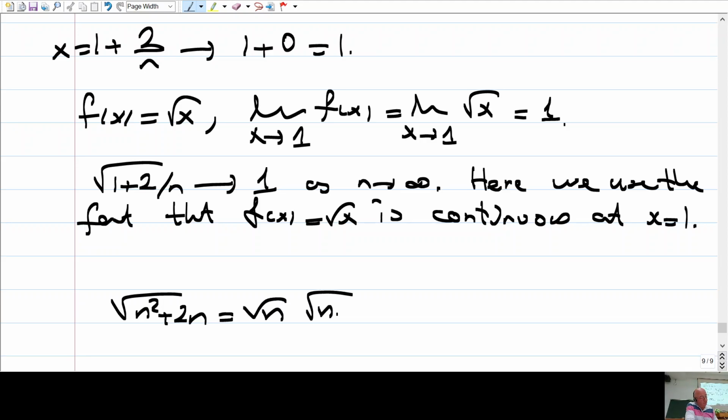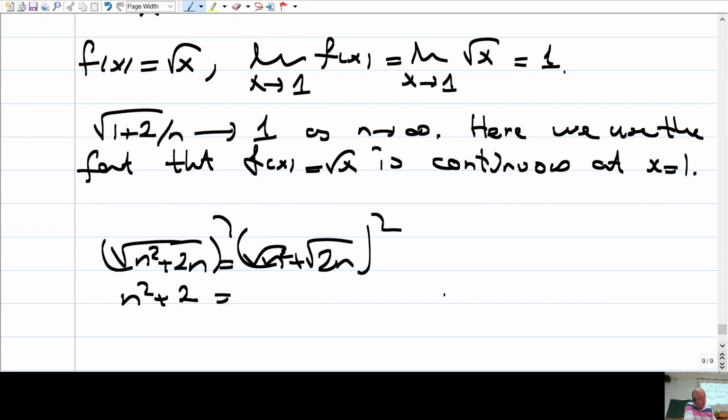You mean this like this? Or like this? No, no, no, that's not true. Take the square of both sides, right? This is n squared plus 2n. This is just n squared plus 2n plus 2 times n squared times n plus 2. So they are not equal.